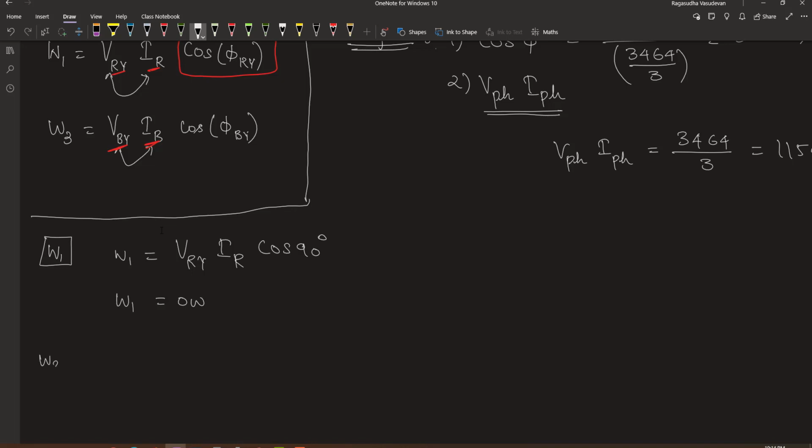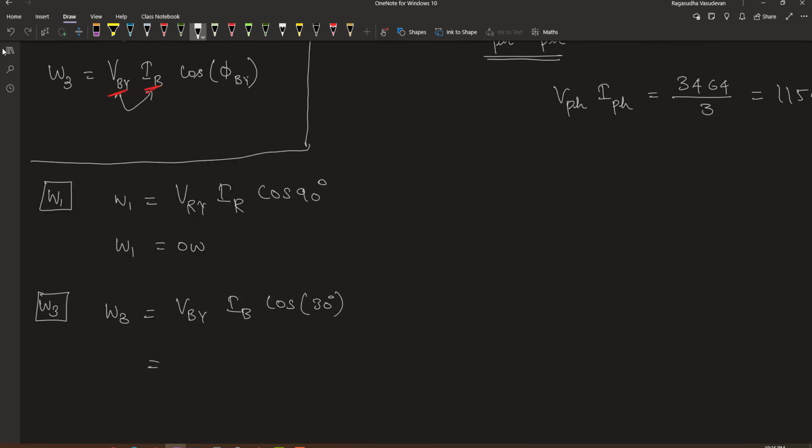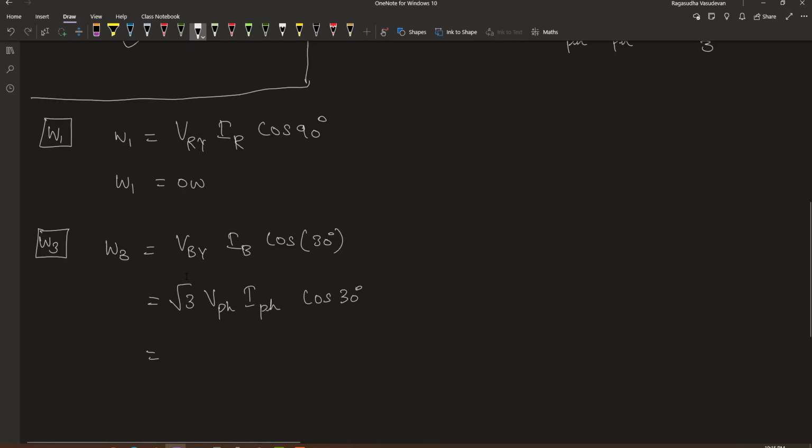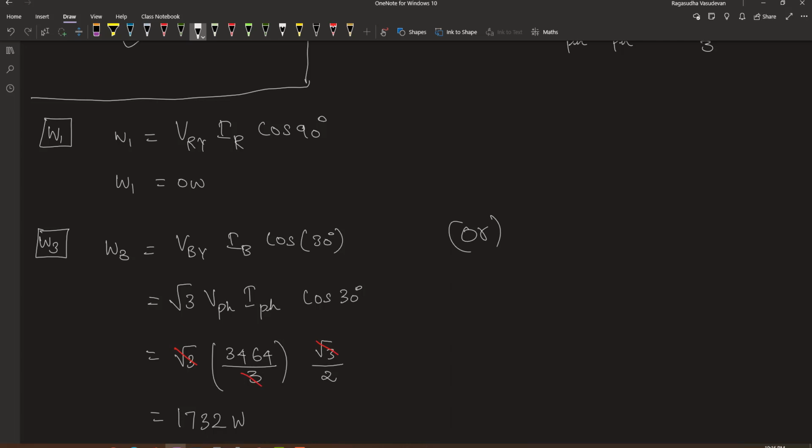Now let's find out the wattmeter reading W3. W3 is equal to VBY into IB into the cosine of the angle between these two, which is 30 degree. This is equal to root 3 into the phase voltage times the phase current times cos 30. This will be root 3 into 3464 divided by 3 into cos 30, which is root 3 divided by 2. Root 3 into root 3 is 3, so this will cancel. 3464 divided by 2 is 1732 watt. This is wattmeter reading W3.